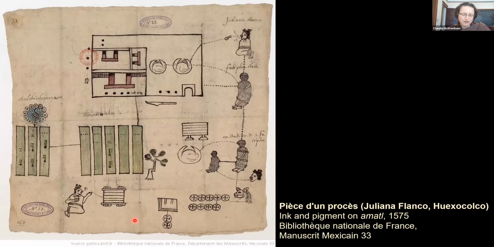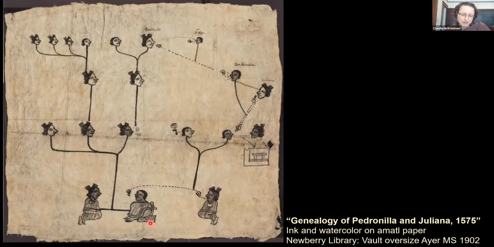The case was eventually decided in favor of Juliana Tlaco, the mother-in-law. Now, it's not entirely clear what role the genealogy played in the lawsuit or who introduced it as evidence. It does use a format that would have been intelligible to both Spanish and Nahua audiences, and I hope is pretty easily understandable for us today as well.